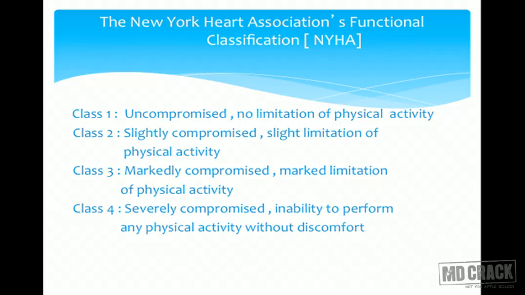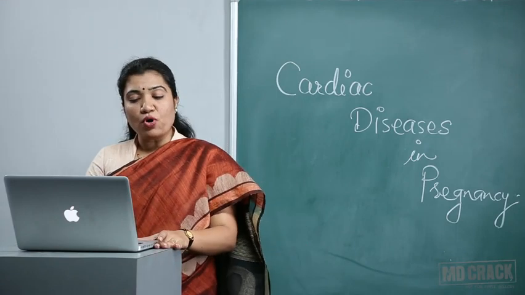The New York Heart Association has classified the classes of heart diseases according to the function. Class 1, how is the patient? She is uncompromised. There is no limit to her physical activity. That is class 1, meaning this patient has a good prognosis. Her physical activities are not restricted because of heart disease. Class 2, there is slight compromise, slight limitation to physical activity, maybe at unaccustomed exercises or work. Class 3, the patient is markedly compromised, with marked limitation of physical activity, even to the accustomed work. And class 4, severely compromised, with inability to perform any physical activity without discomfort. That means she is at discomfort at rest. So that falls in class 4.